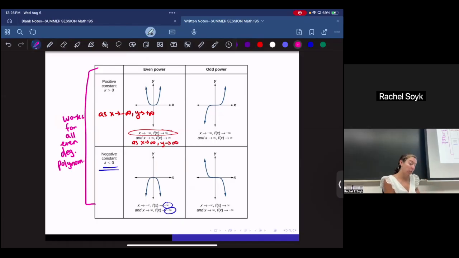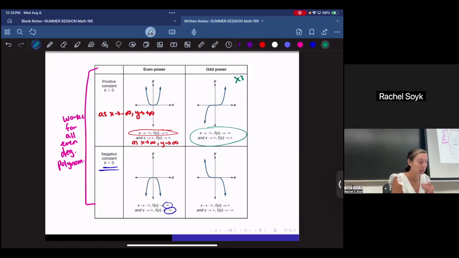Whereas for the odd degree, the most famous one you want to be looking at is our cubic function, our x to the third. And then you once again just look at the graph. When x goes to negative infinity, our y shoots to negative infinity. But when x goes to positive infinity, our y shoots to positive infinity, which is what we have down over here.